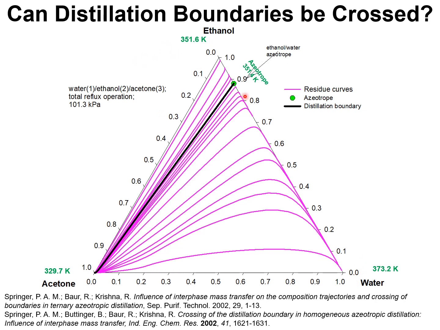Water and ethanol form an azeotrope that has a composition that is roughly 90% ethanol and 10% water. The azeotrope boils at 351.4 Kelvin, slightly below the boiling point of ethanol.